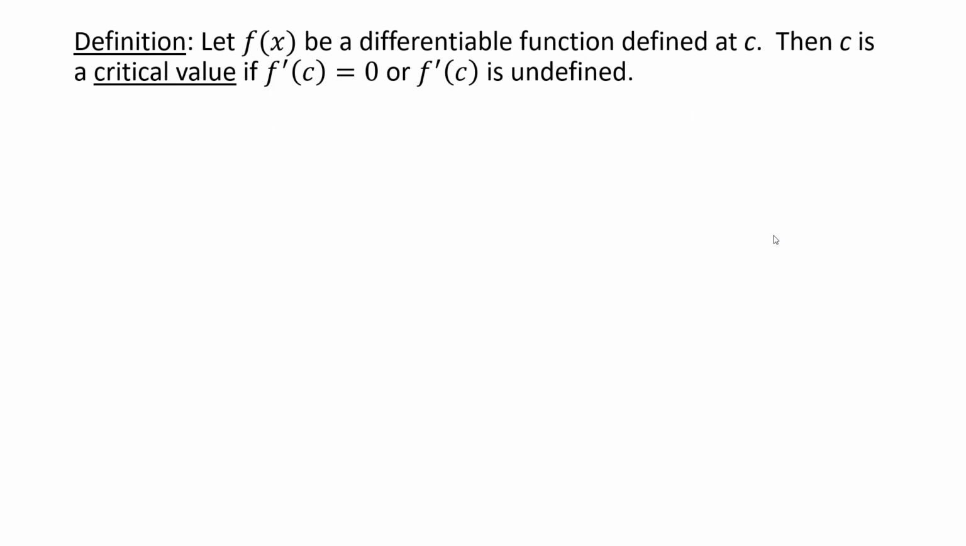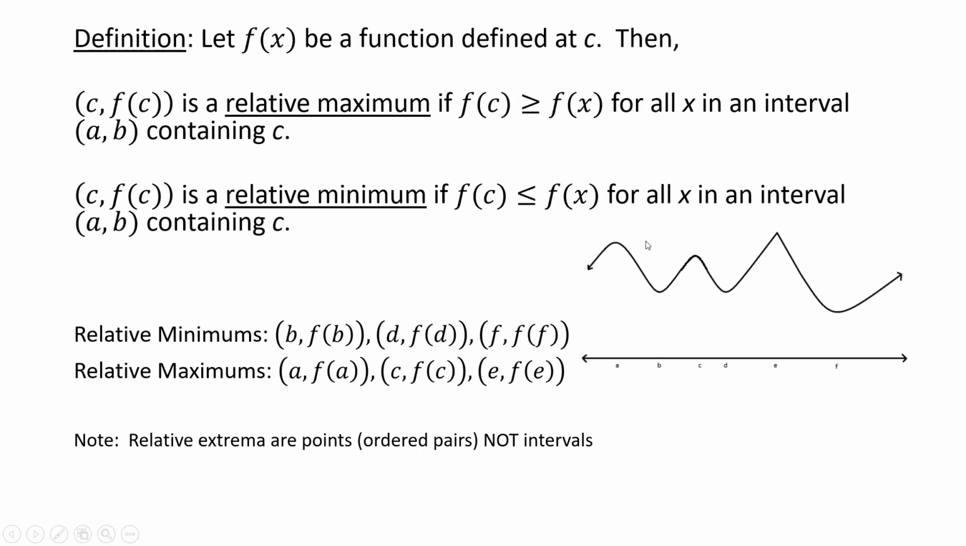f is a differentiable function defined at c. Then c is a critical value if at c the derivative is 0 or if at c the derivative is undefined. So let me look back at this graph from this previous slide right here. When the derivative is 0, think back to previous knowledge, that means we have a horizontal tangent. So notice we have a horizontal tangent right here, right here, right here, right here, and right here.